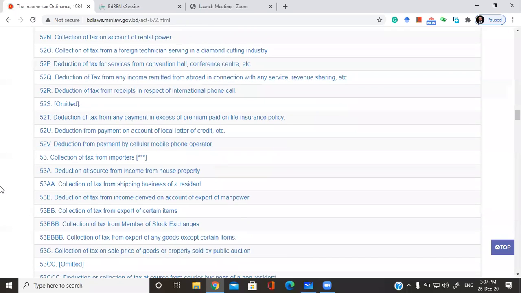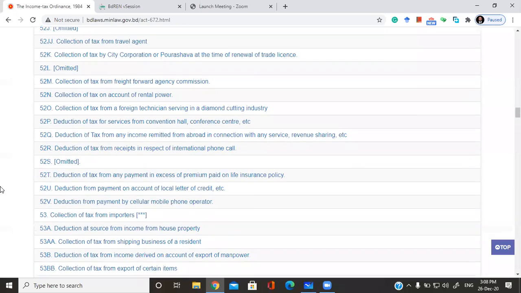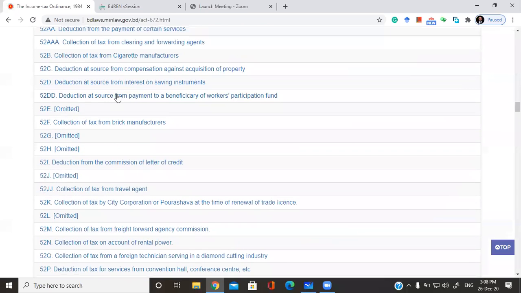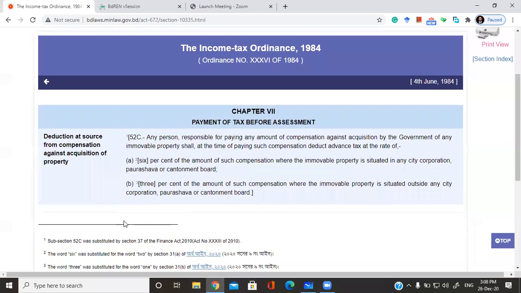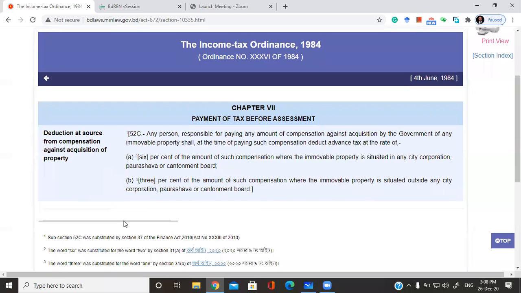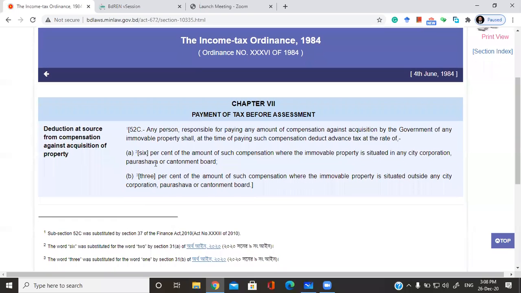Let me open one for you. That is say 52C. I mentioned it in the previous class: compensation against acquisition of property. Yes, sir. Okay.